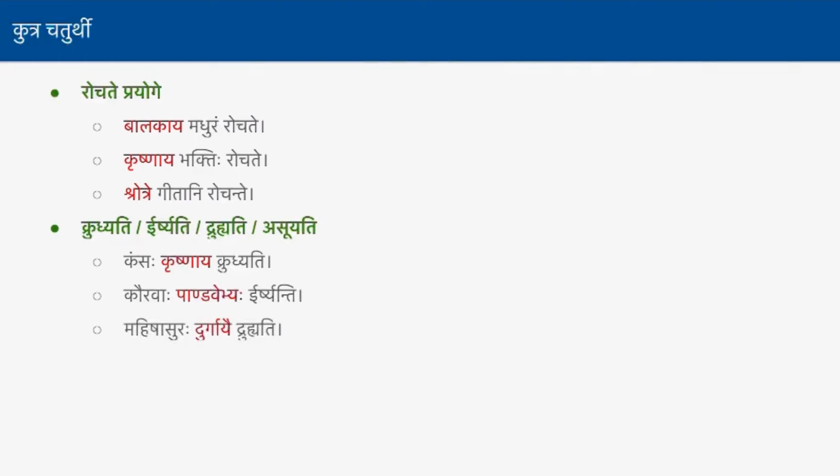And another example for druhyati: Mahishasuraha Durgayai Druhyati. And another example for asuyati: Bhikshukaha Dhanikaya Asuyati. He gets envy on rich people. One more time I'll read the examples: Kamsaha Krishnaya Krudhyati, Kauravaha Pandavebhyaha Irshyanti, Mahishasuraha Durgayai Druhyati, Bhikshukaha Dhanikaya Asuyati. So only for these four kriya padams, the object or person toward whom the subject shows the anger will get the Chaturthi form: krudhyati, irshyati, druhyati and asuyati.